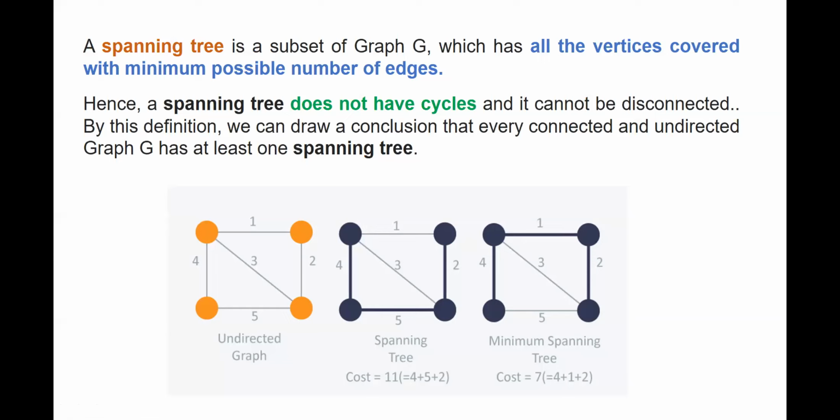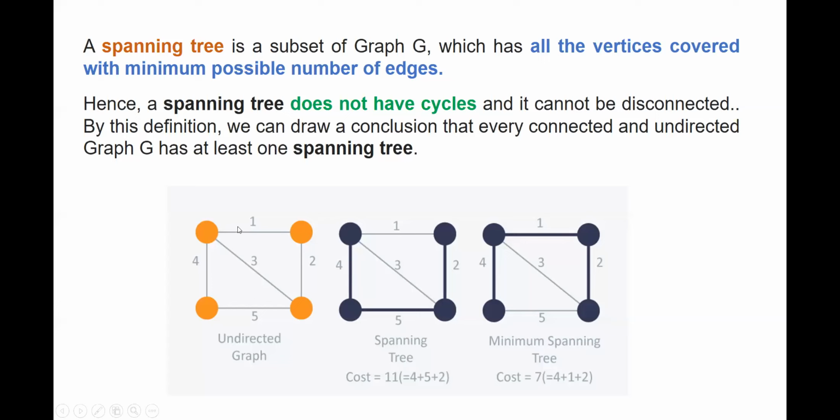Okay, so with the help of a diagram and illustrations, we shall discuss along with the definition of a spanning tree. A spanning tree is a subset of a graph G which has all the vertices covered with minimum possible number of edges. See, the yellow color graph that you are seeing is the given undirected graph G. Out of this graph, we can extract many spanning trees.